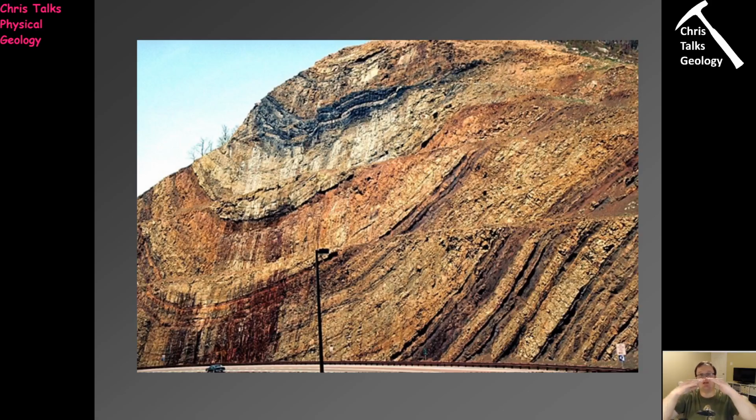Okay, so remember, here's our sequence of rocks. Youngest on top, oldest at bottom, and we're going to cause our rocks to fold downwards, to buckle downwards like that. Are we going to have the youngest or the oldest in the core of our syncline? The answer is youngest. So we're going to have the youngest rocks in the middle here, and the oldest layers of rocks are going to be here on the outside.